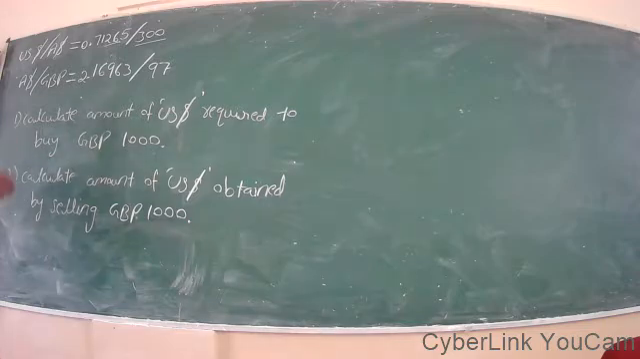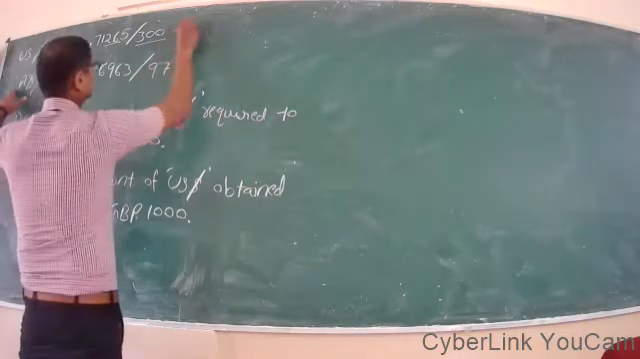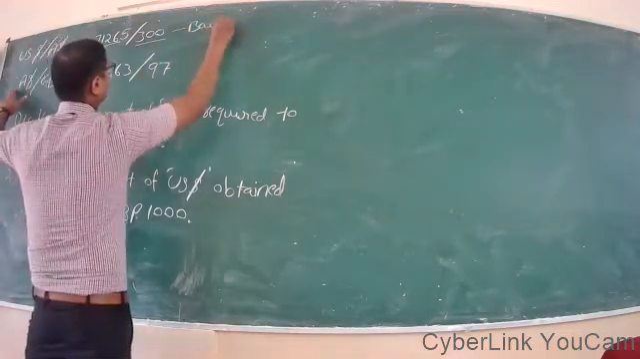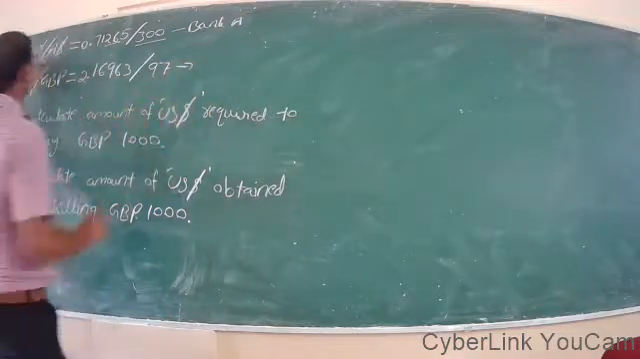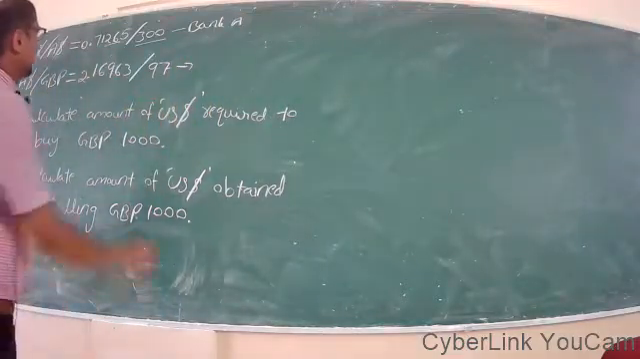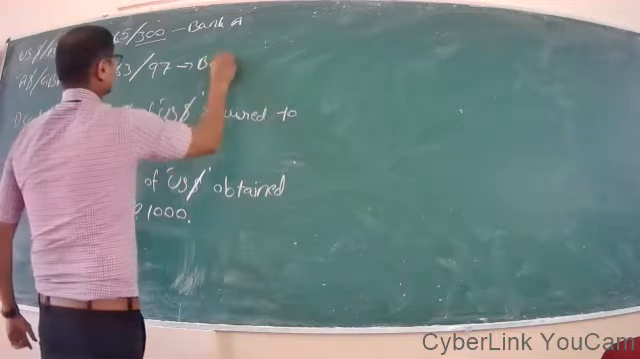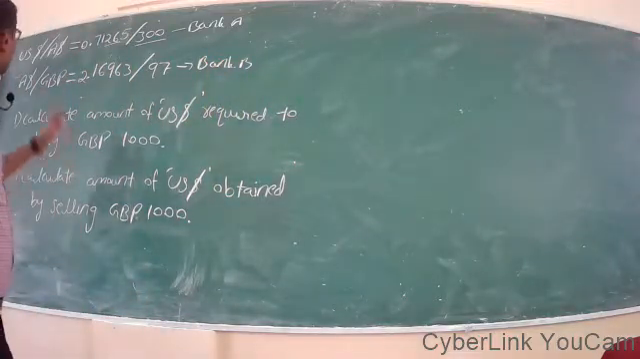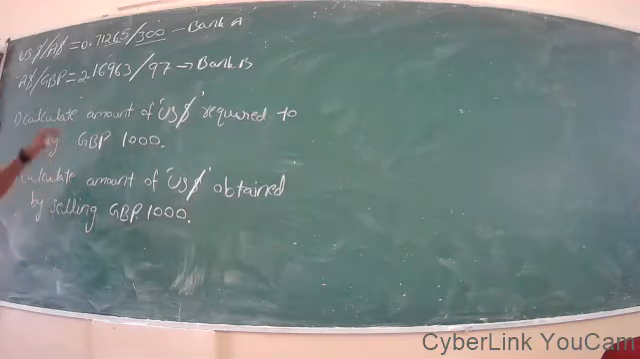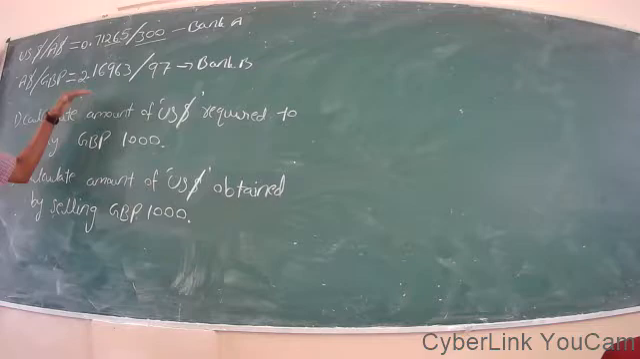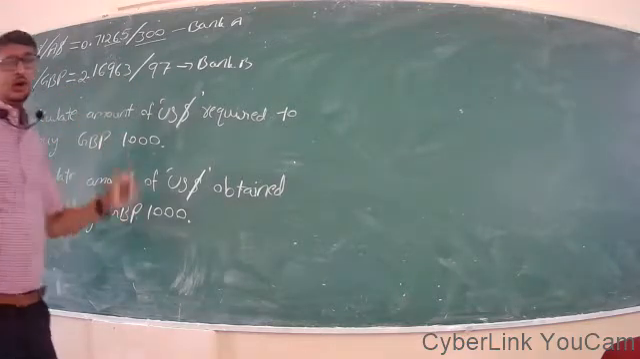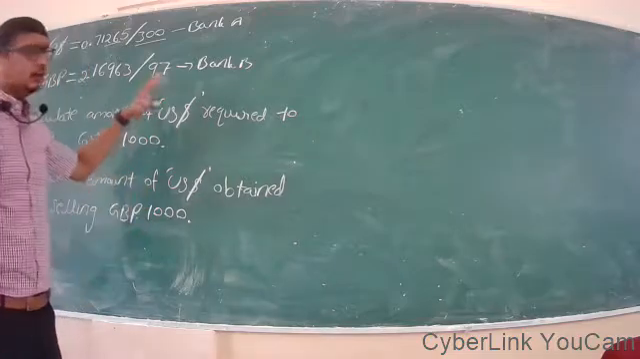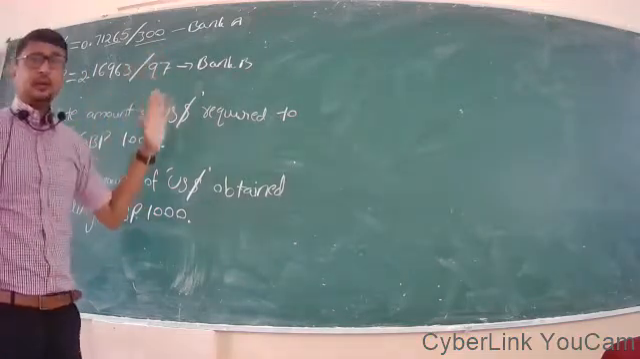In another quotation, Bank A offers US dollar per Australian dollar. Bank B offers Australian dollar per pound sterling, Great Britain pound, GBP, right? So 1 GBP is equal to Australian dollar 2.16963 oblique 97. This is the quotation given by Bank B.